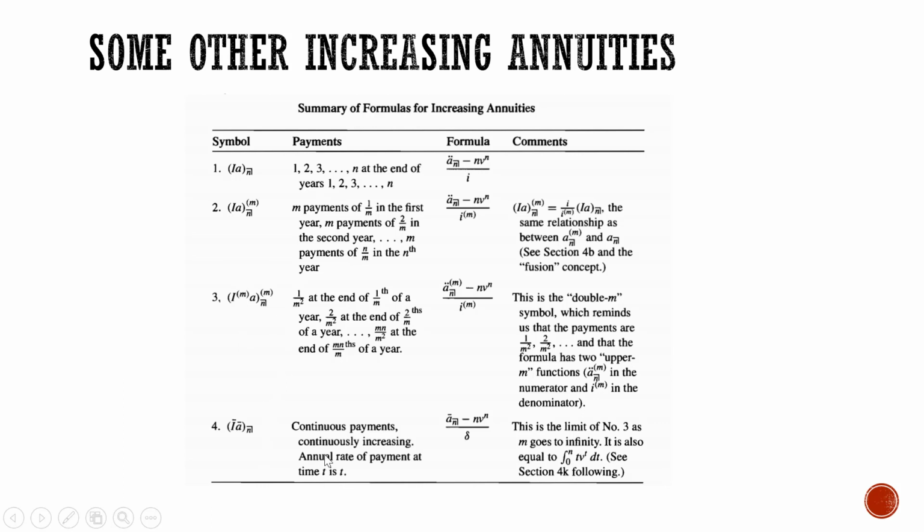Next, continuous payment, continuous increase in annual rate of payment at time t, at t. For a continuous increasing annuity, we replace i by delta, the force of interest, and A double dot changes to A bar. So this is the continuous annuity. So that's arithmetic progression annuity.